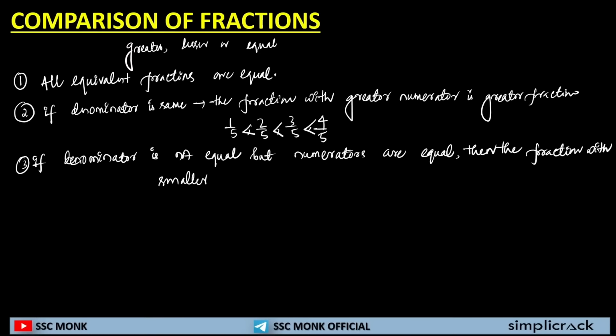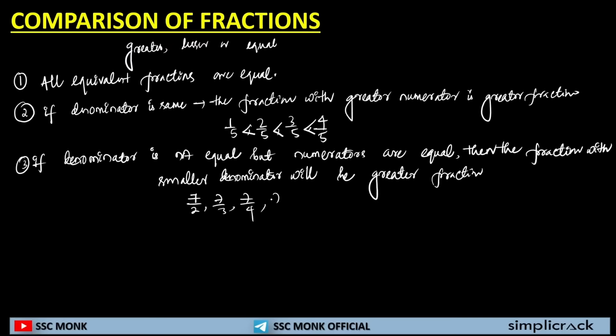smaller denominator. Understand, here it was greater numerator, here it is smaller denominator will be greater fraction. Now let's say a fraction is known as 7 by 2, 7 by 3, 7 by 4, 7 by 5, 7 by 6. Now see, here 7 is equal, that means numerator is equal, denominator 2 is small here, so 7 by 2 is larger than 7 by 3, 7 by 4, 7 by 5 and 7 by 6.